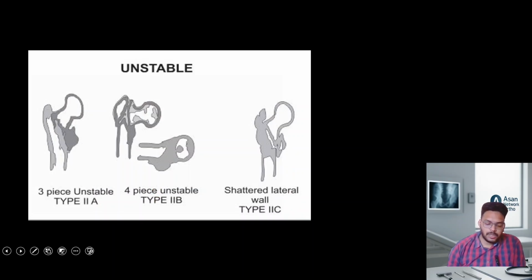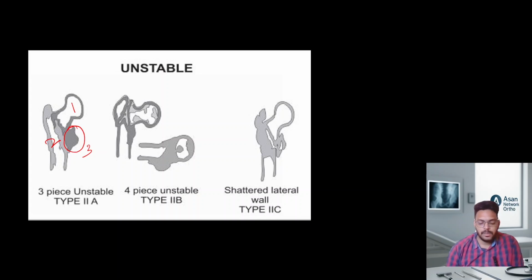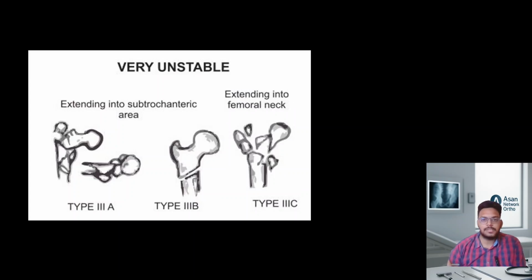stable. Then the unstable fractures where there are three pieces: this is the one piece, this is the two piece, and this is a large lesser trochanter piece. A large lesser trochanter piece is 2A. Then there is the fracture with greater trochanter, head, lesser trochanter, and shaft, so there are four fragments. If the four pieces are fractured, then it is type 2B. If the lateral wall is completely shattered, then it is type 2C.